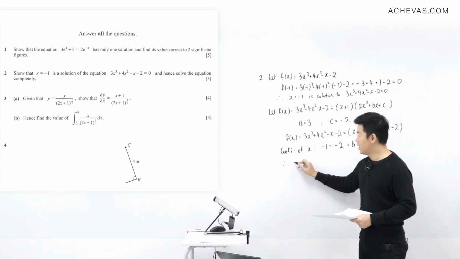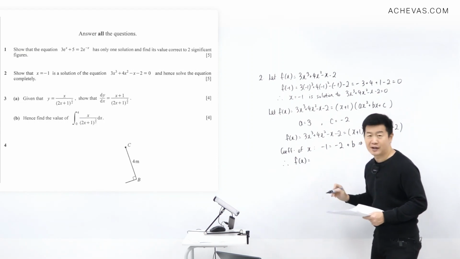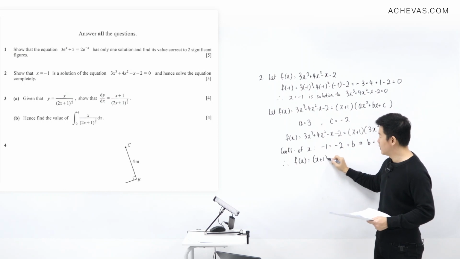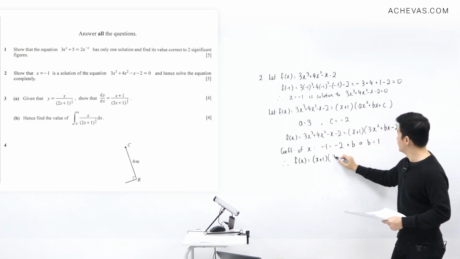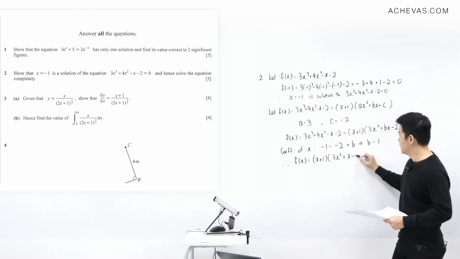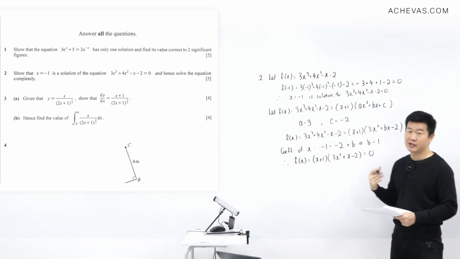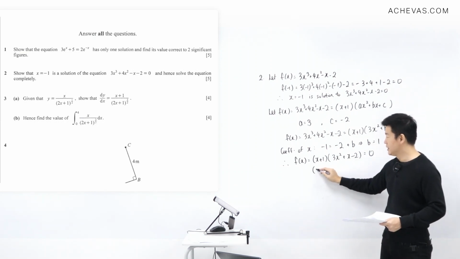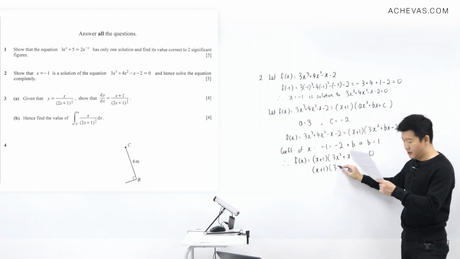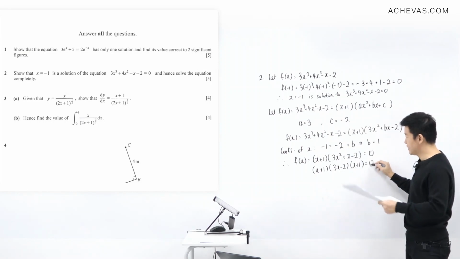So therefore, now we will be able to find fx in its more factorized form, which is equal to this. So we have x plus 1. Then after that, it is going to be 3x squared plus b, which is now 1. So this minus 2, and this is supposed to be equal to 0. Let's factorize this further. So this is x plus 1. Factorizing this, we will be getting a 3x minus 2 and x plus 1. This is equal to 0.